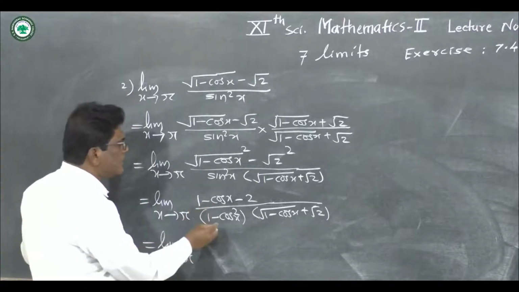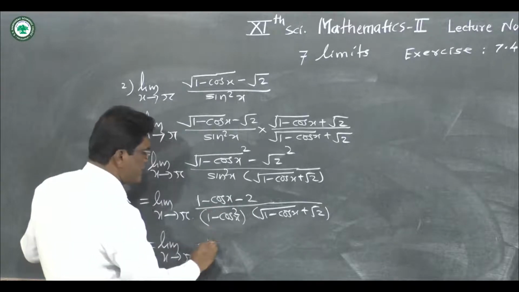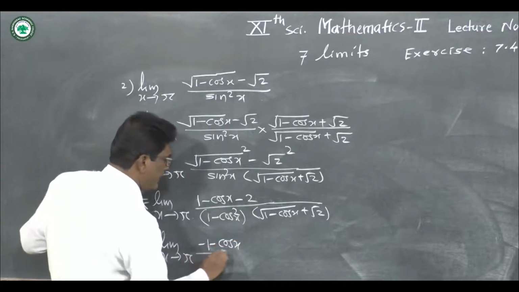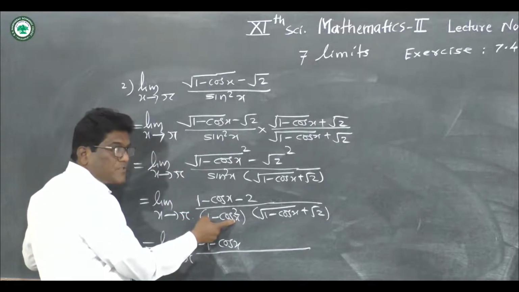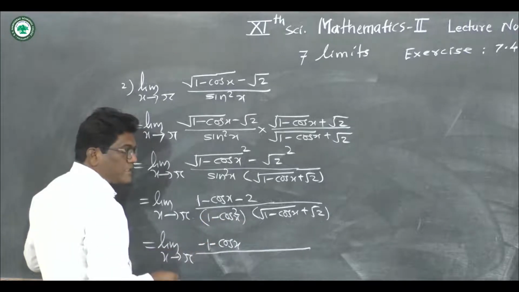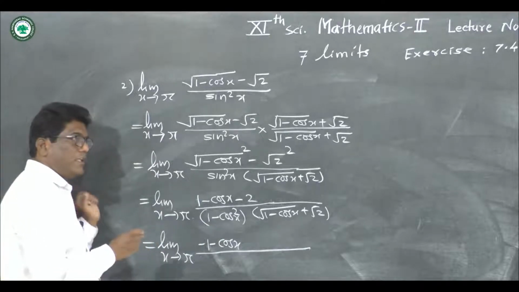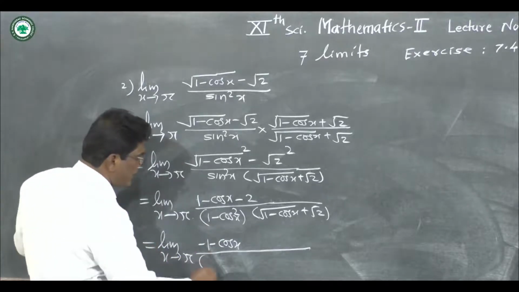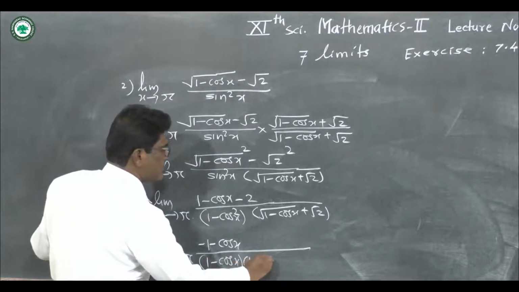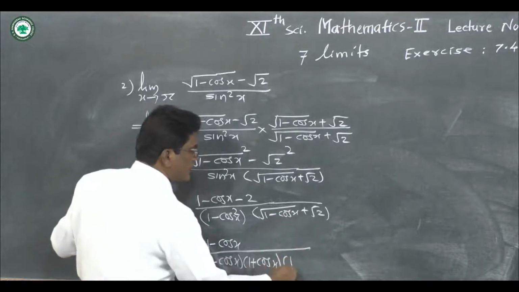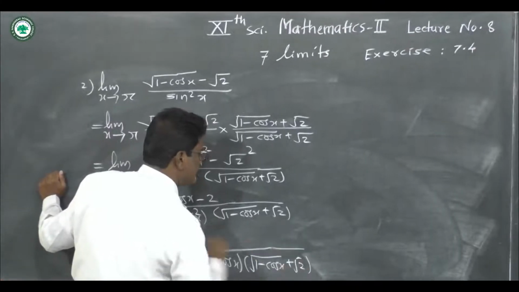So this is equal to limit as x tends to pi. Now 1 minus 2 is minus 1, and this minus cos x, divided by 1 square minus cos square x, that is a square minus b square. Factorize it using the formula a minus b into a plus b: 1 minus cos x into 1 plus cos x, in another bracket under root of 1 minus cos x plus under root of 2.